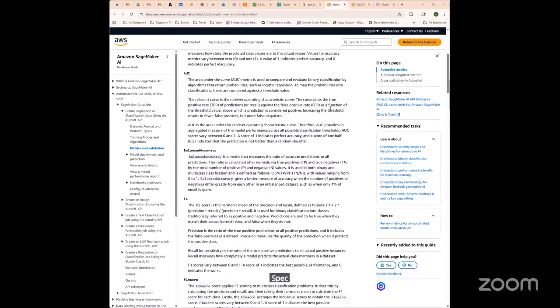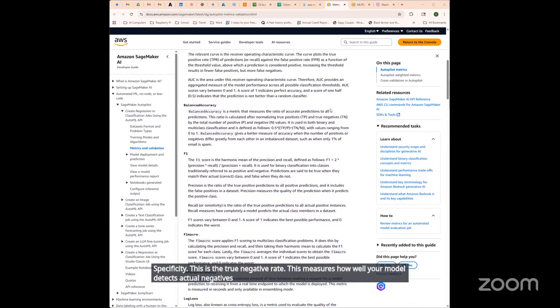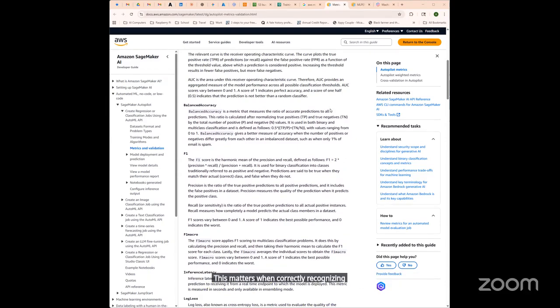Specificity. This is the true negative rate. This measures how well your model detects actual negatives. This matters when correctly recognizing non-events is crucial, like reducing false alarms in security systems.